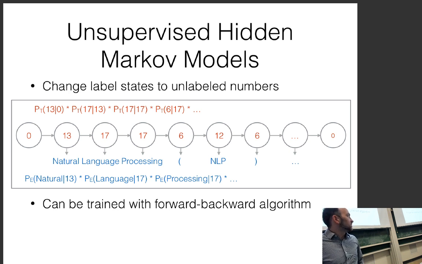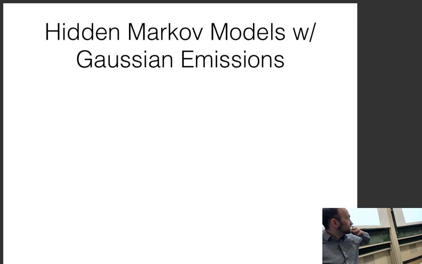Okay, but this doesn't have any neural networks or even any vectors, or well, it has some vectors, but it doesn't have any word vectors or anything in it. So the next natural thing that people came up with, as soon as word2vec and stuff came out, was doing hidden Markov models that have emissions that are based on Gaussian distributions.